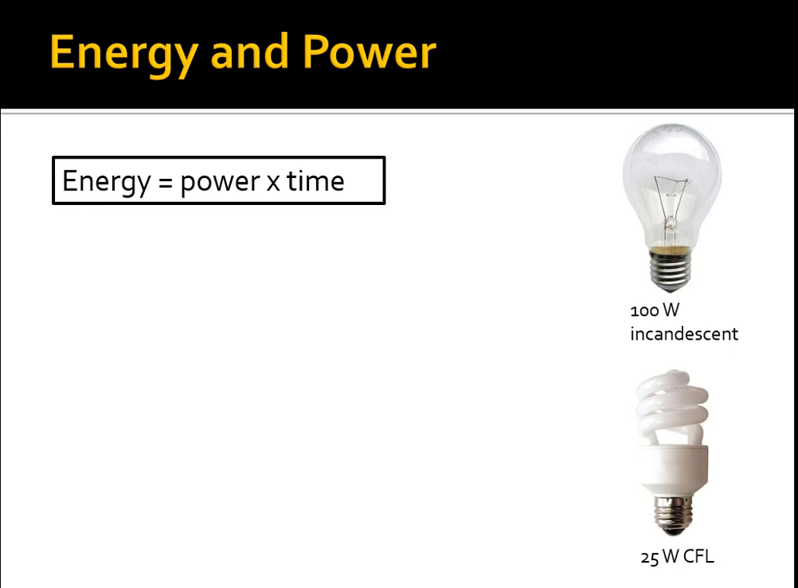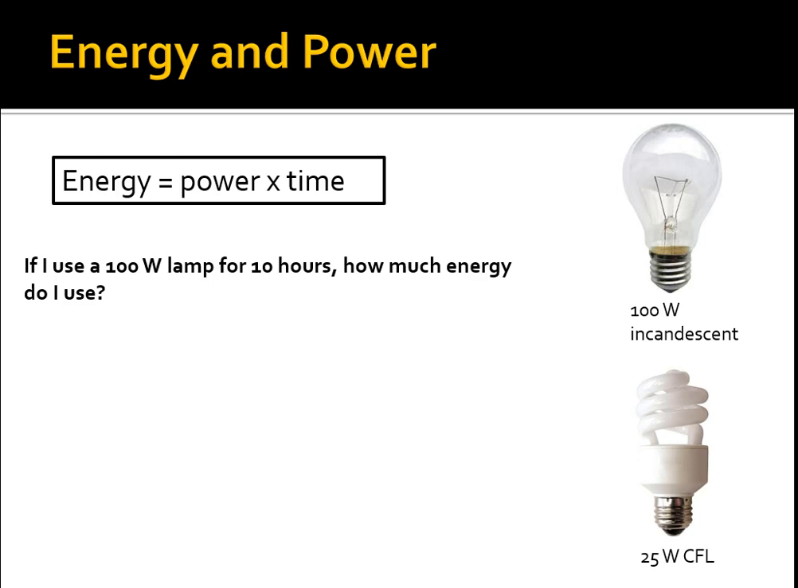So let's look at the same thing with light. If I use a 100 watt lamp for 10 hours, how much energy do I use? And again, we're just going to apply this equation: power in watts times time in hours. You multiply those two together and you get 1,000 watt hours, which is equivalent to 1 kilowatt hour. We'll go over that in a little more detail later with kilowatt hours and megawatt hours and so forth. But the point here is if I use this 100 watt incandescent for 10 hours, I'm going to use about 1 kilowatt hour of electricity.